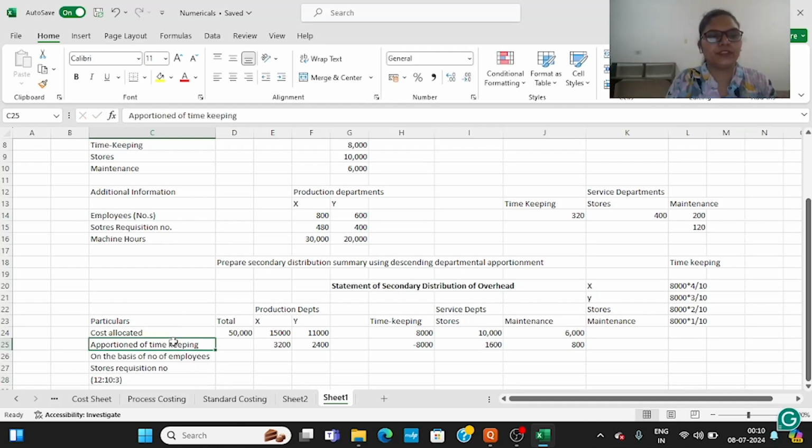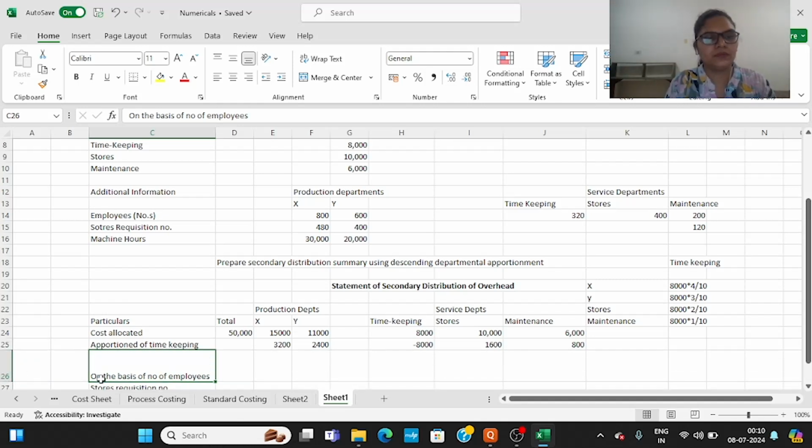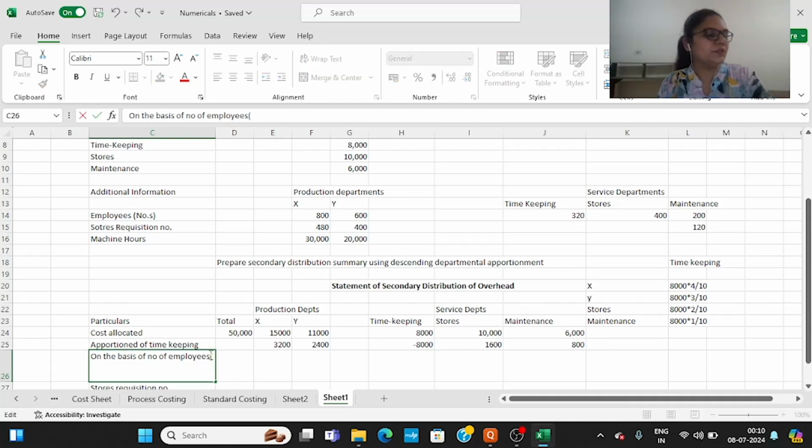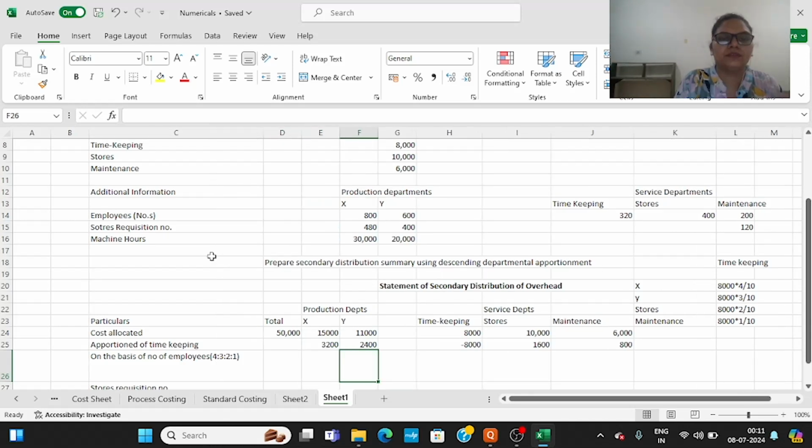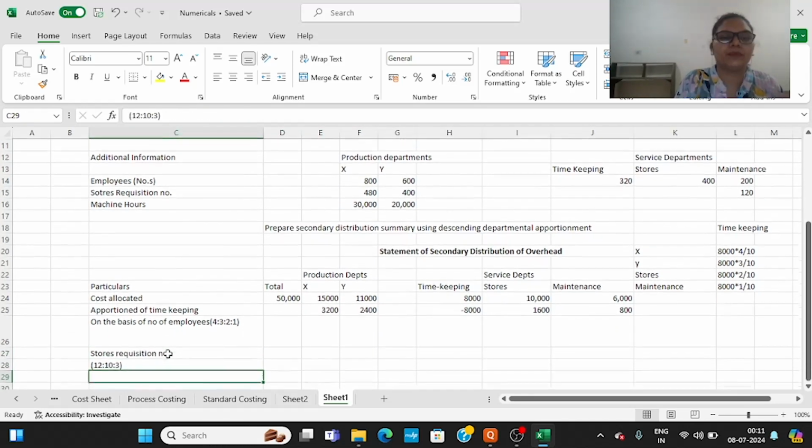And apportioned on timekeeping, I think we have forgot to mention the ratio. No problem, we will mention it now. It will be 4 is to 3 is to 2 is to 1. This is how we have apportioned the cost on the basis of number of employees.